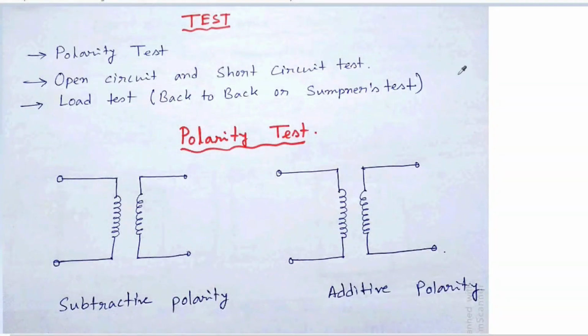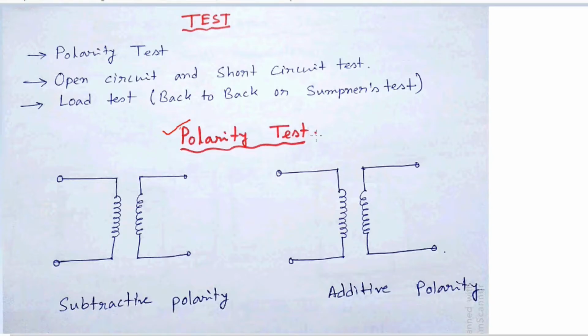Welcome everyone. In this video our discussion point will be testing of a transformer. A wide variety of tests can be performed on a transformer, but here we will discuss the polarity test, open circuit test and short circuit test, and load test, which is also known as the back-to-back test or Sumpner test. First is the polarity test.